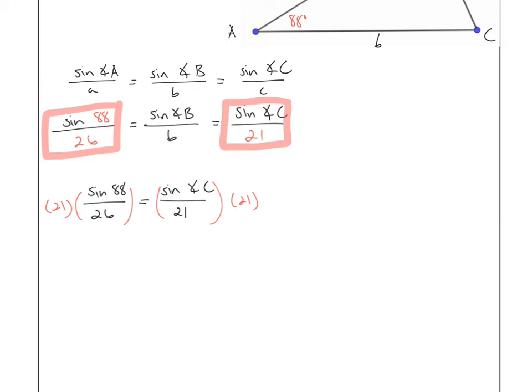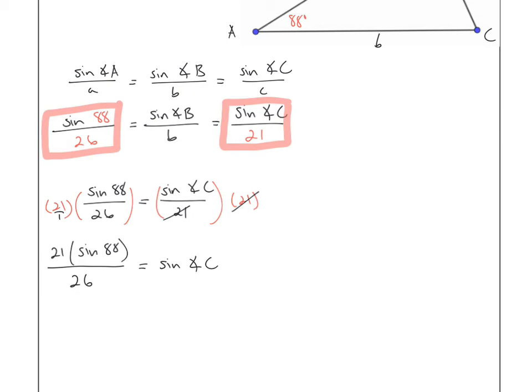Here's what we get. My 21s on the right side cancel out, and I'm left with 21 times sine of 88 in the numerator, again because this is technically 21 divided by 1. And when we multiply fractions, we multiply straight across. Numerators multiply and denominators multiply. So 21 times sine of 88 divided by 26 is equal to sine of angle C.